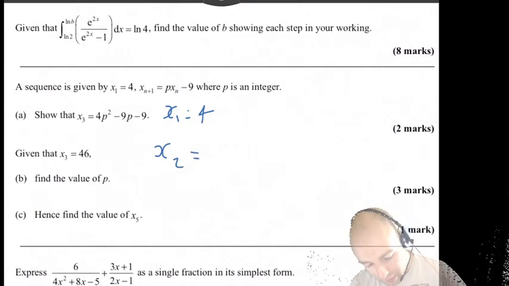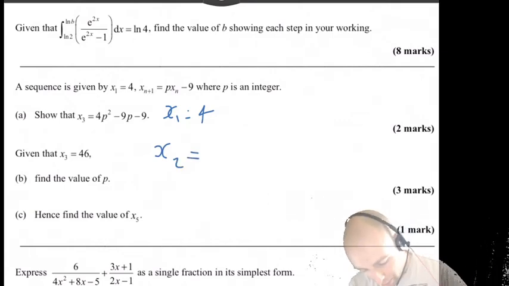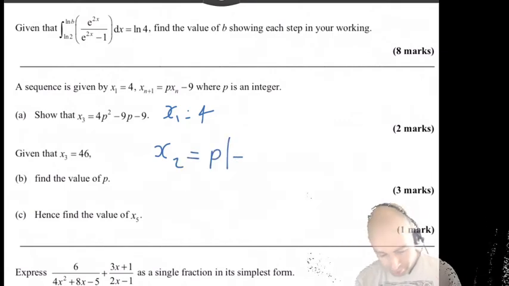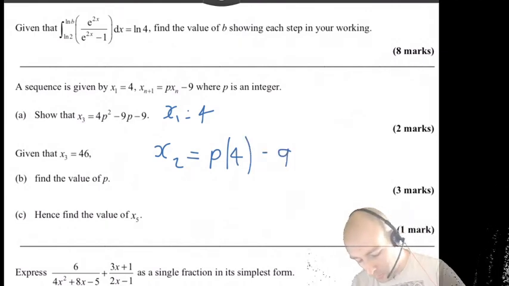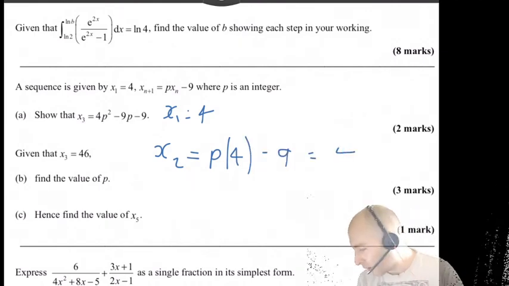x2 is going to be p times x1 minus 9. So in other words, 4p take 9.